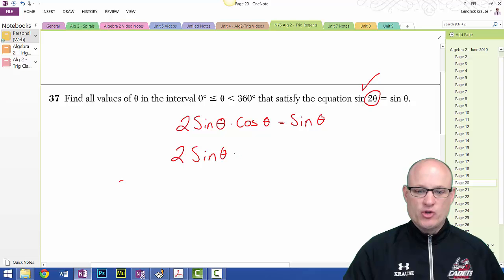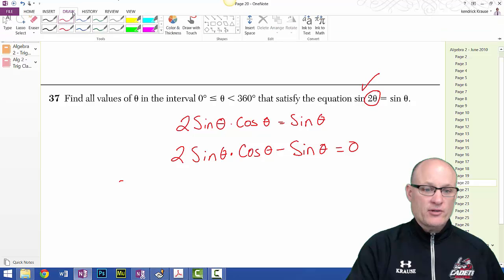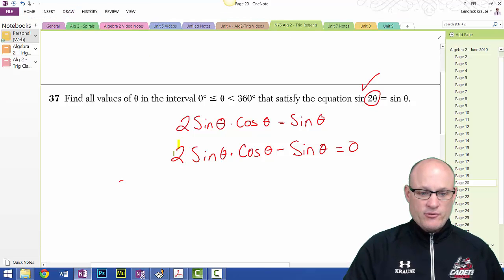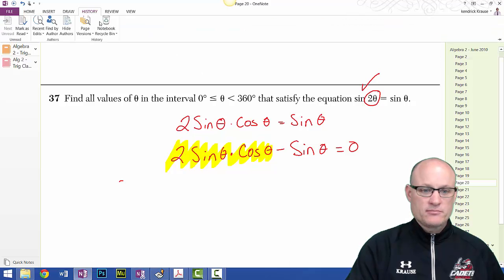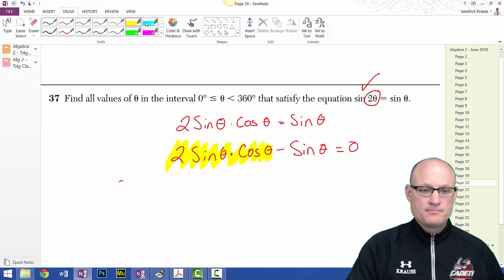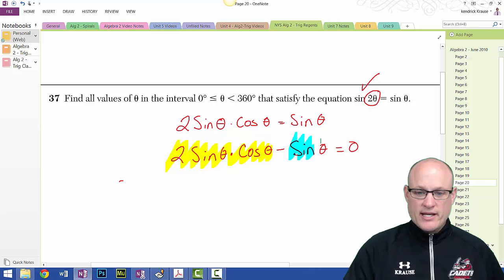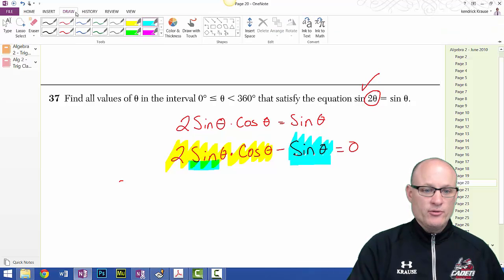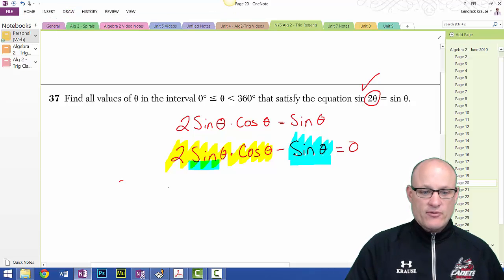So what I want to do is set this equal to 0. We're going to bring this sine theta over by setting equal to 0. Now, if you look at these two things, I'm going to highlight them. If you look at this thing, and let me highlight the other one, and this, what do they have in common? Oh, they both have a sine. So what I'm going to do is factor out the sine theta.